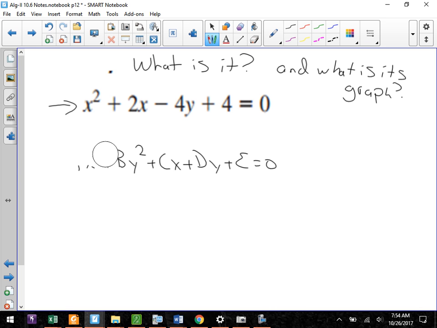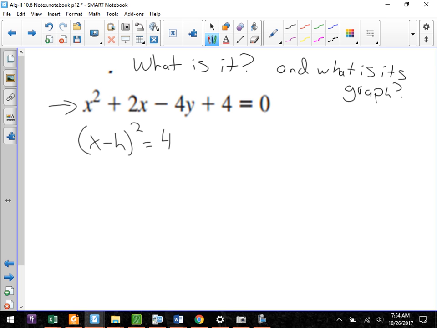So here's what we do. I need to make this look like, we know it's an x squared. I need to make this look like this. I need to get it to look like that. That way I know how to graph it, because that was our generic form of the equation of the parabola. We know it's got to be an x squared term because there's an x squared. Convenient. So here's what we do.